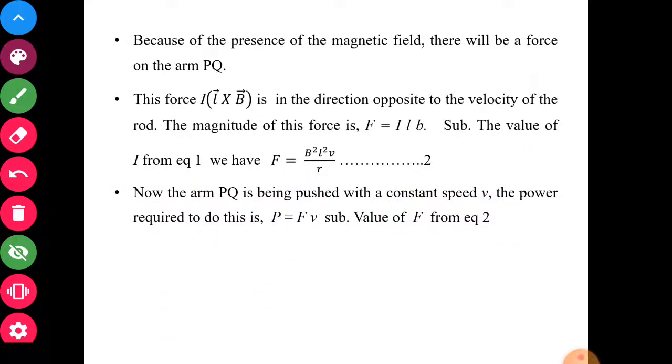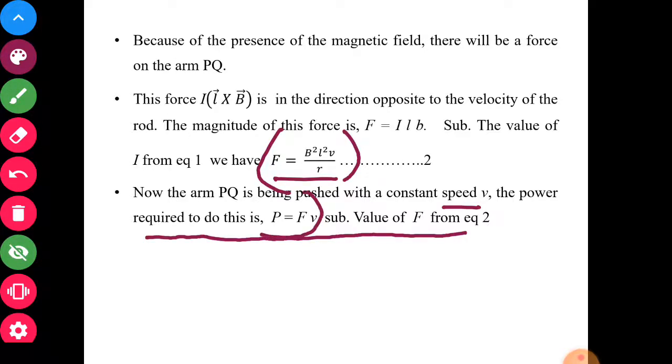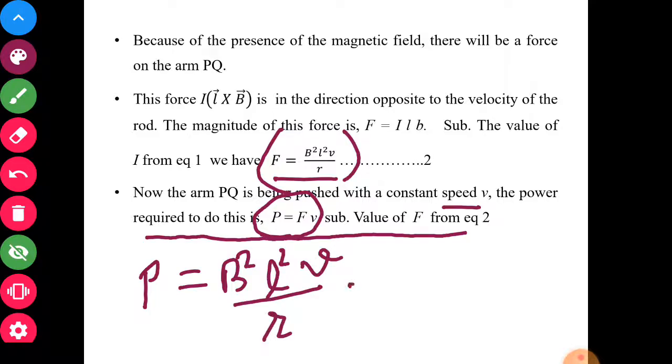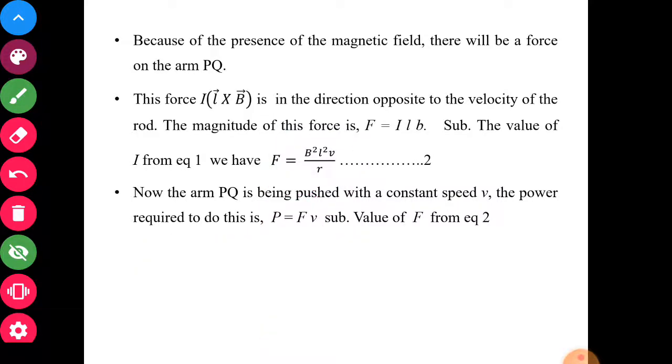Now the arm PQ is being pushed with constant speed. The power required to do this is nothing but the mechanical power, force into velocity, as we have studied in our 11th standard. So instead of F, you can write this value here, and you get the mechanical power. P is equal to B square L square V upon R into V, so it becomes B square L square V square upon R. This is our third equation.